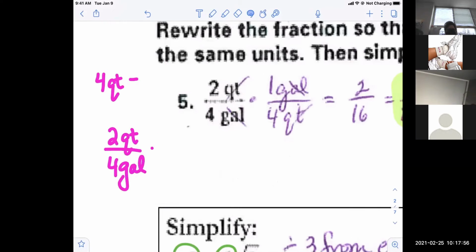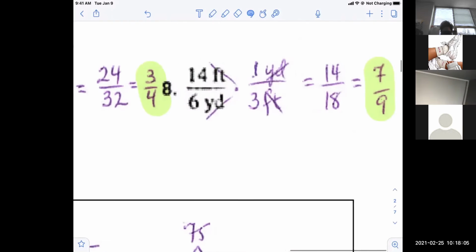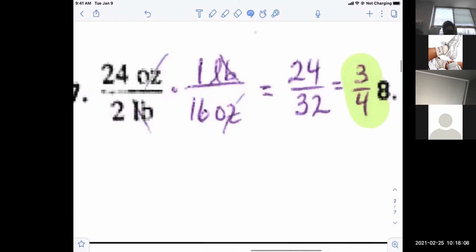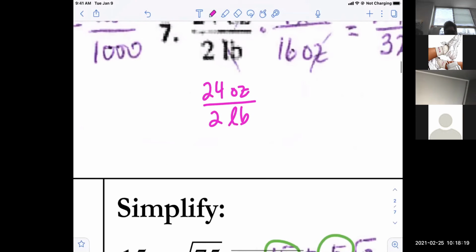So one more of those. Let's do this one. So 16 ounces in 1 pound. So we've got 24 ounces over 2 pounds. There's 16 ounces in 1 pound. So if you put 16 ounces over 1 pound, that'll be equal to 1. And if you put 1 pound over 16 ounces, that's also equal to 1.